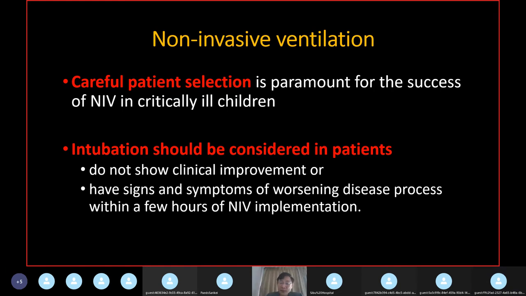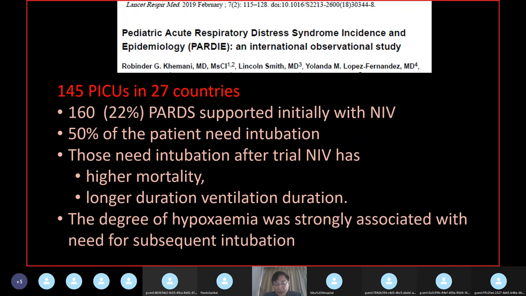So you see what the problem is if you delay. This is a very nice study. The study is basically looking at the new definition of PARDS, pediatric acute respiratory distress syndrome, in 145 PICUs throughout 27 countries. It is an observational study, basically wanting to see whether the PARDS definition can be used as a good marker for patients with ARDS in children or not.